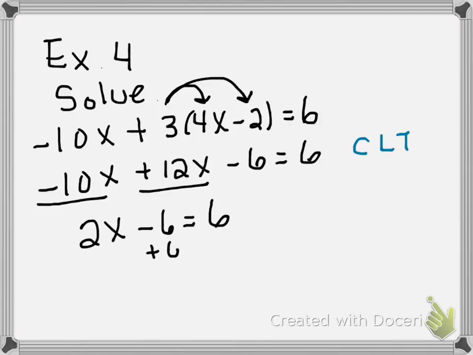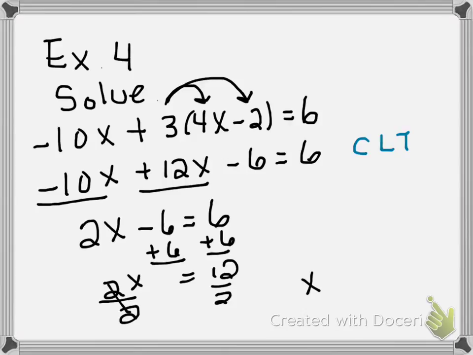I add 6 to both sides. 2x is equal to 12. Divide both sides by 2. X is equal to 6.